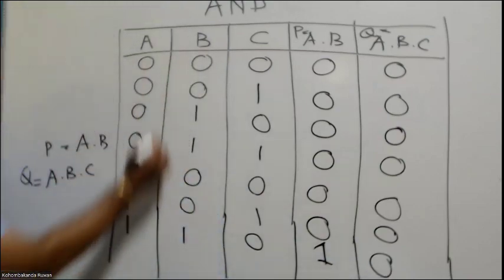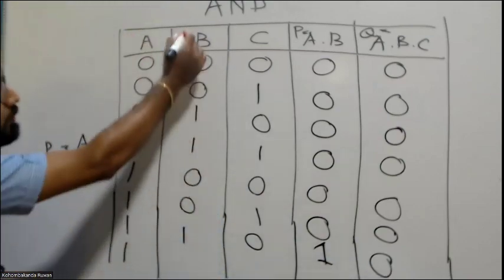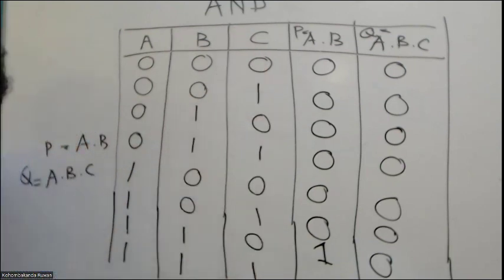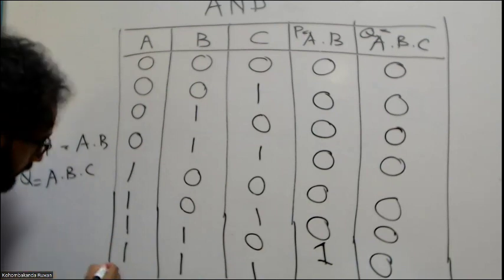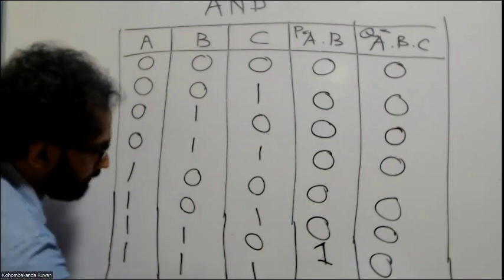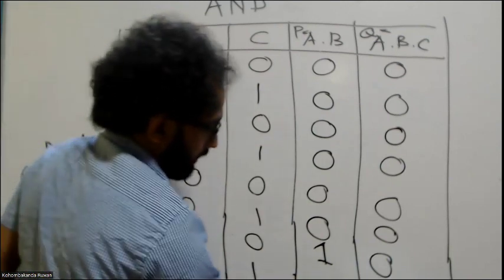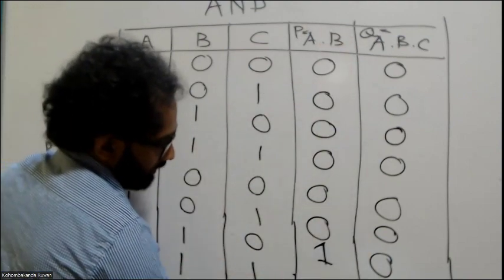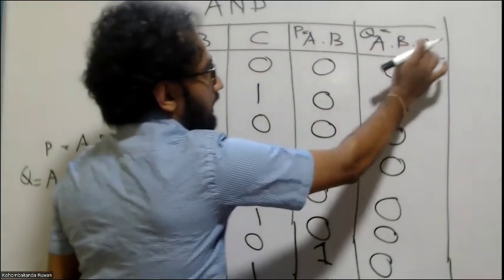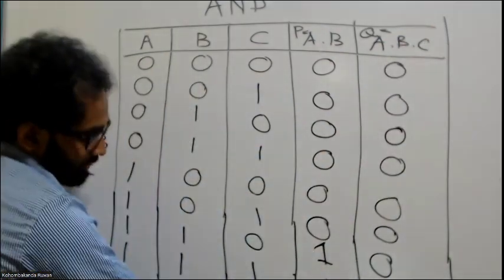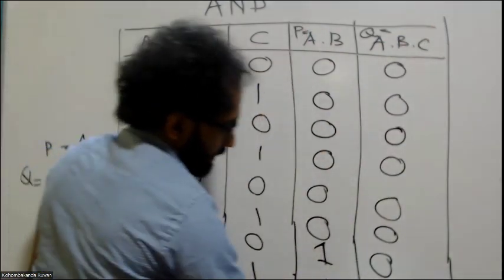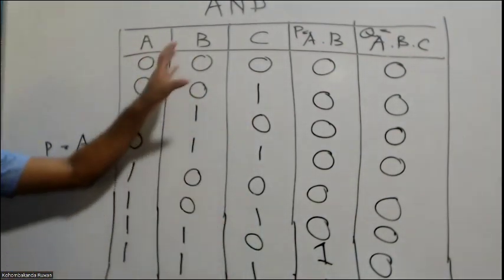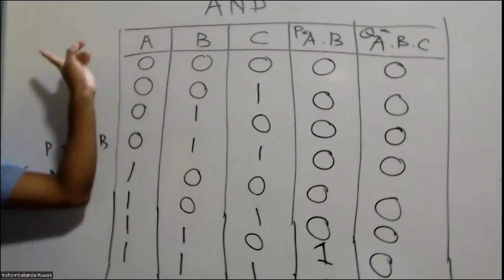Final one. A is 1, B is 1, C also 1. Here, tell me A and B: 1. Then A and B and C is this one: 1. That means this is the state of the AND logic gate according to our questions.